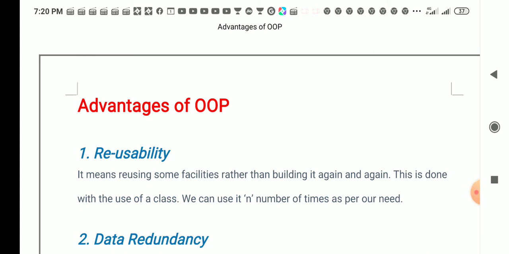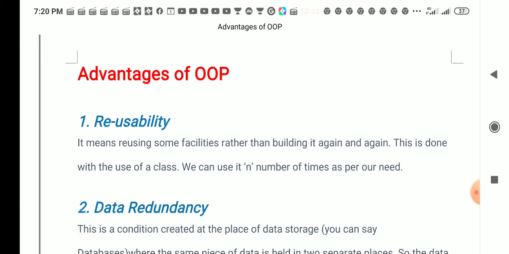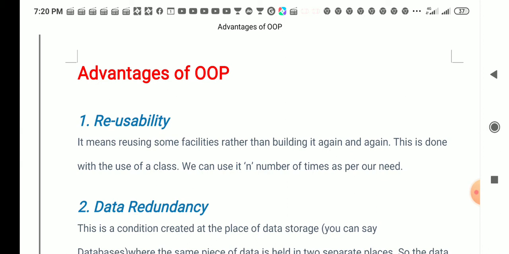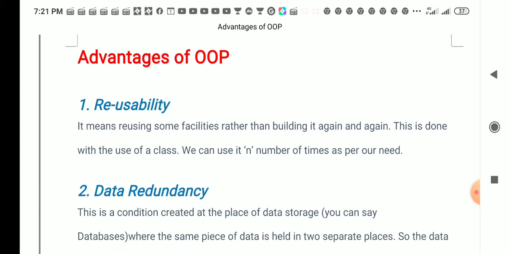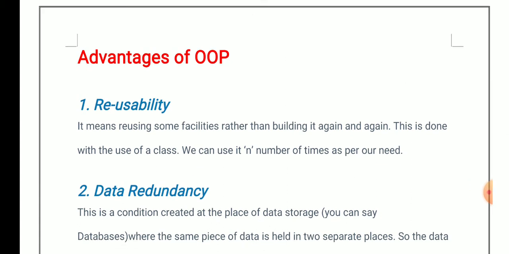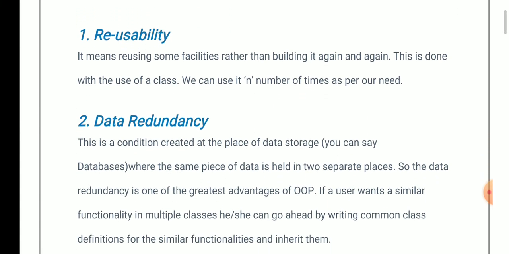So dear students, the first advantage of OOPS is reusability. The concept of reusability is implemented with the help of inheritance. Now what is reusability? It means reusing some facilities rather than building them again and again. Suppose we are writing code and it is required multiple times. Rather than typing this code again and again, we can reuse our previous code, and this is possible with the help of reusability.